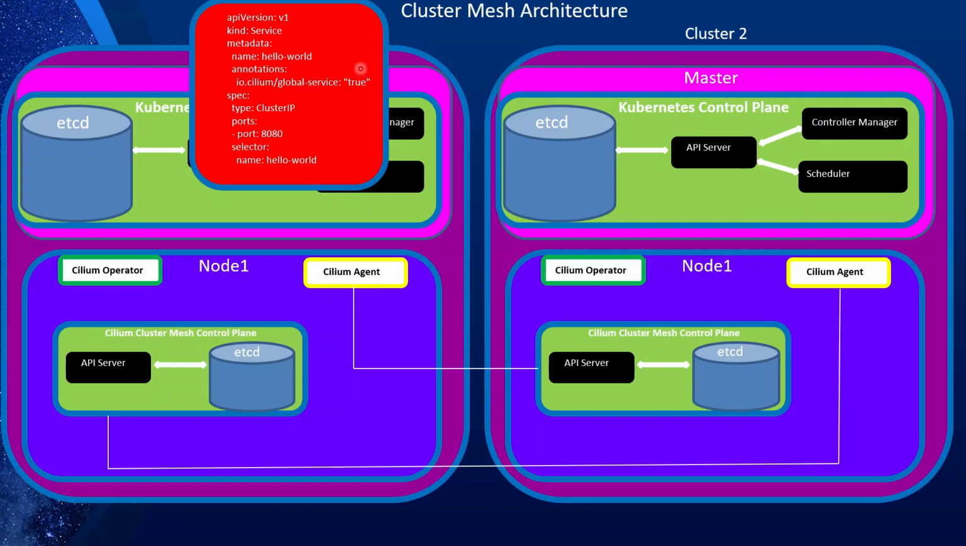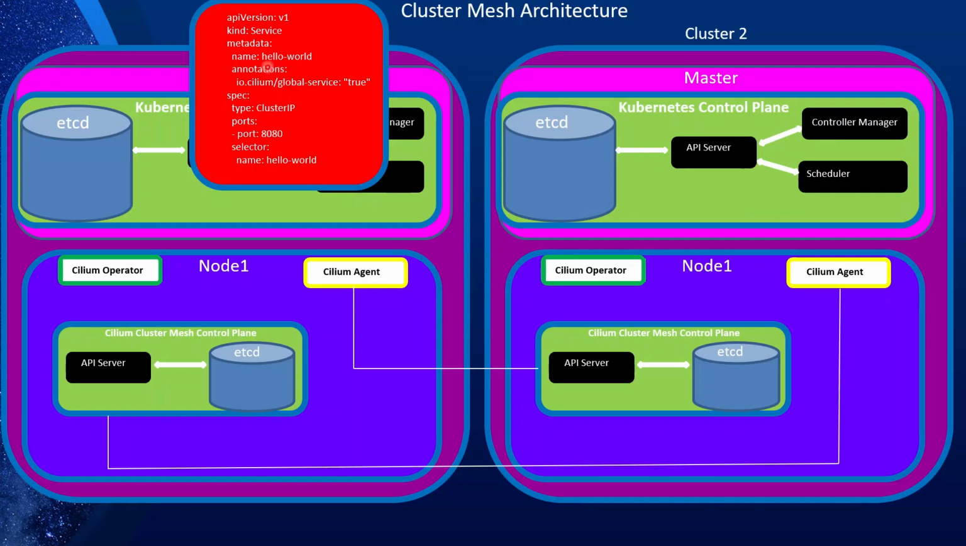And this is the part where we now add this annotation, which is Cilium specific: io.cilium/global-service equal to true. This is the key phrase here. Once we do that and deploy it, this service will be categorized as a global service. And again, under spec, we have the type, which is ClusterIP, the ports, which port it will be listening on, and so on.